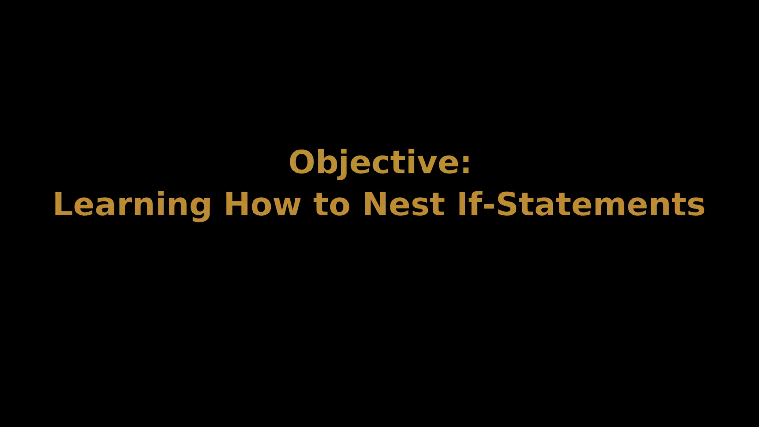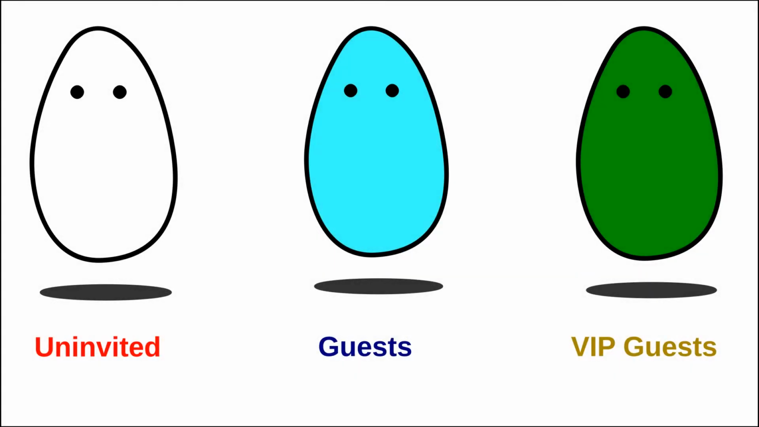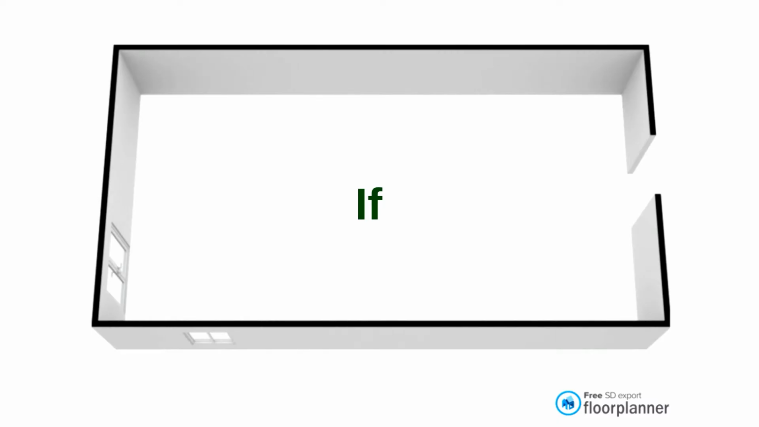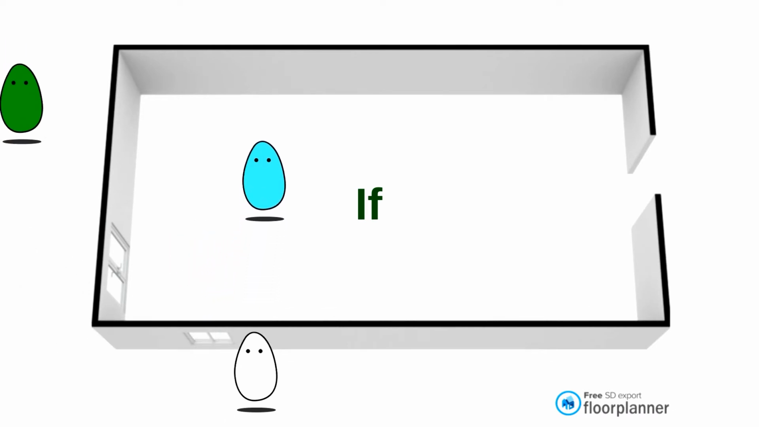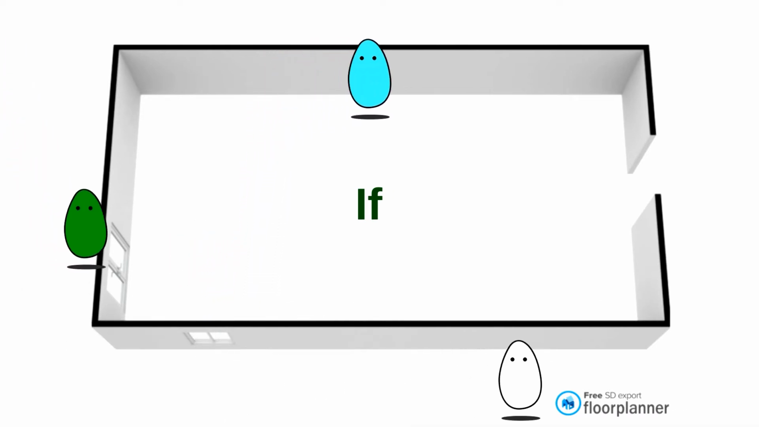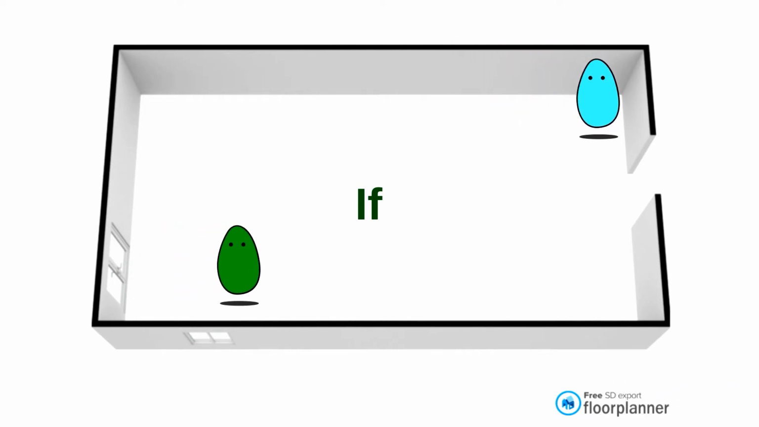Hello, first-hand coders. Supposing we have a party and we want to program the door at the party to only allow those who are invited to pass. So, as we have learned previously, we can simply use an if statement.